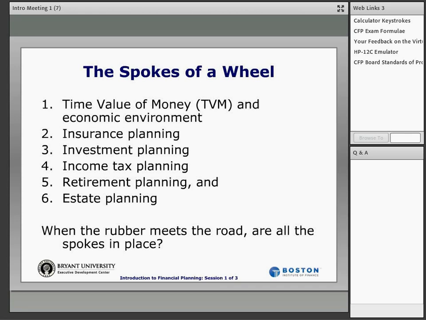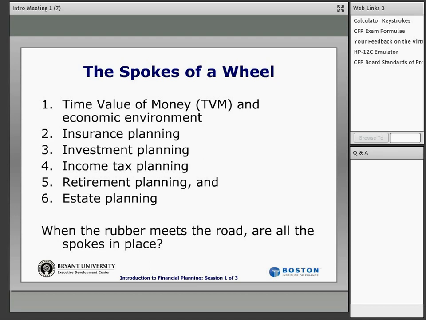So then we have different spokes of a wheel that kind of feed into the wheel of financial planning process. So with the principles of financial planning, the 6 different modules that you're going to be responsible for would be the time value of money in the economic environment, which is really kind of the crux of this first module, which is the principles of financial planning. Next, you'd move into insurance planning and risk management to make sure that all of the exposures that your clients have, both from a life, disability, and property casualty environment, are dealt with. Third, we have investment planning.